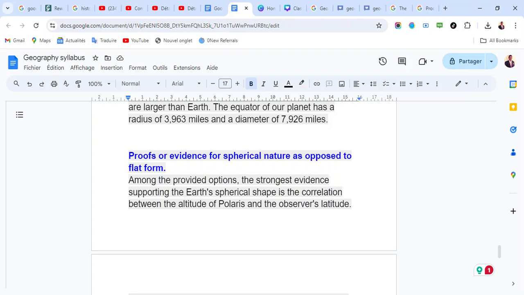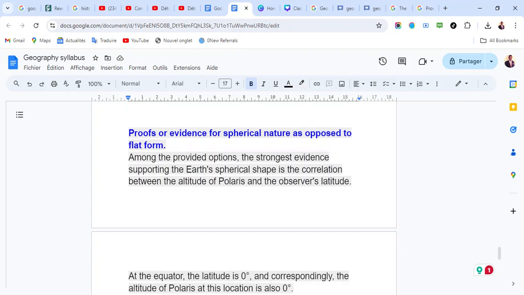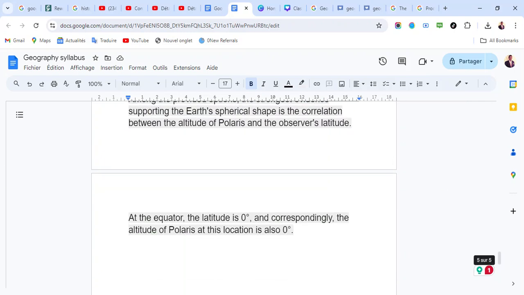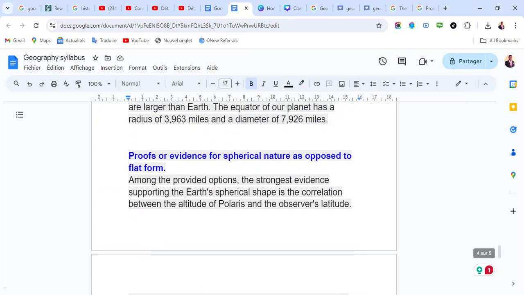Among the provided options, the strongest evidence supporting the earth's spherical shape is the correlation between the altitude of Polaris and the observer's latitude. So this is the evidence. At the equator, the latitude is 0 degrees, and correspondingly, the altitude of Polaris at this location is also 0 degrees. Very important questions for your exams. So you need to just know this, right?